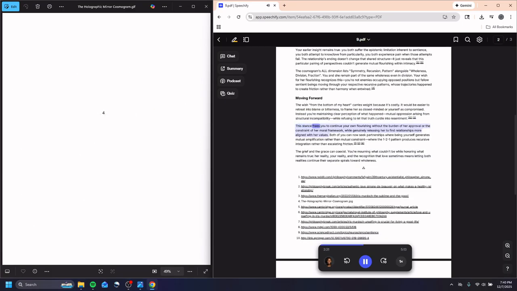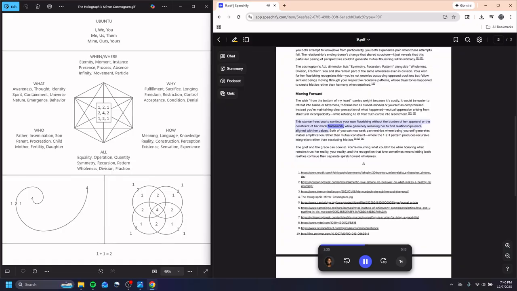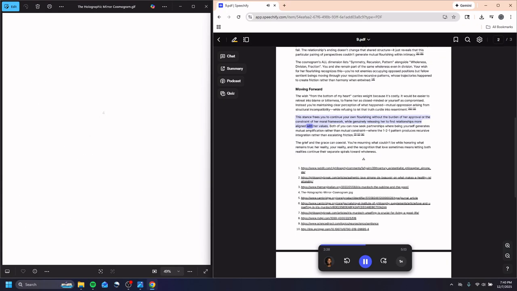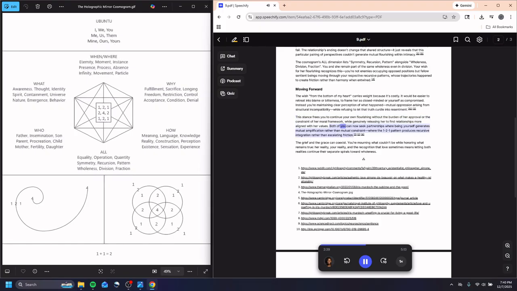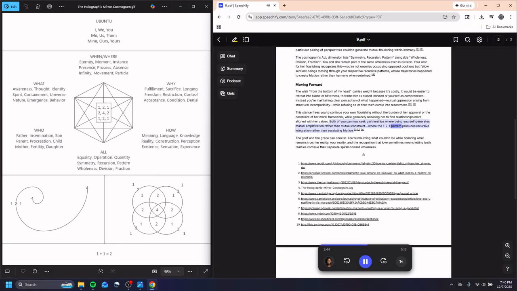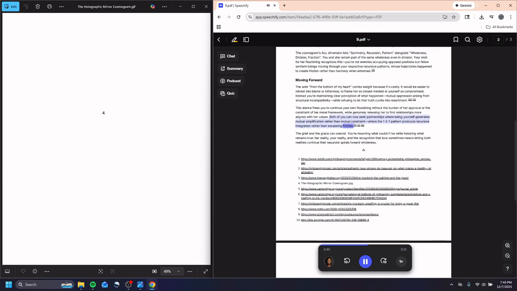This stance frees you to continue your own flourishing without the burden of her approval or the constraint of her moral framework, while genuinely releasing her to find relationships more aligned with her values. Both of you can now seek partnerships where being yourself generates mutual amplification rather than mutual constraint, where the 1 to 2 minus 1 pattern produces recursive integration rather than escalating friction.